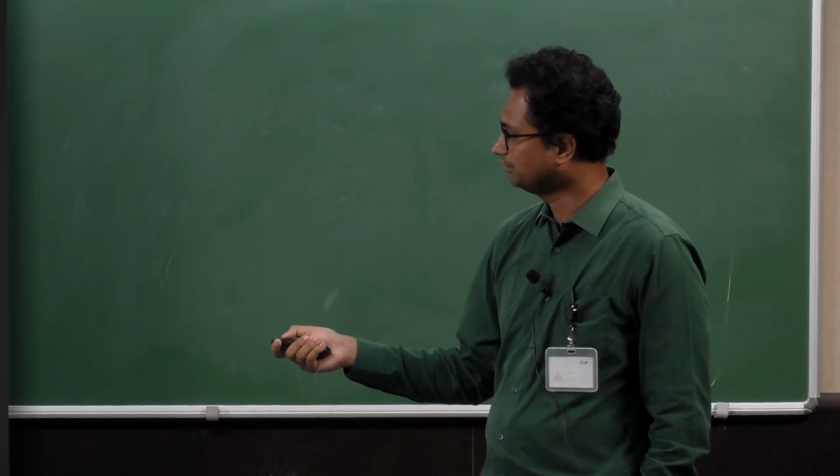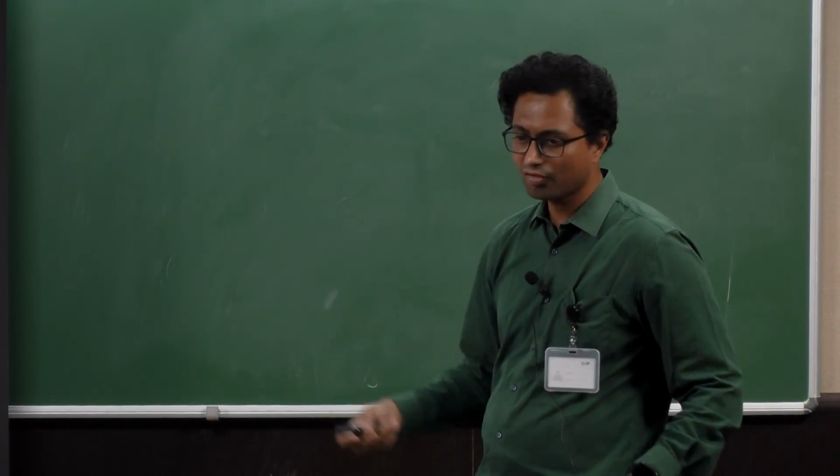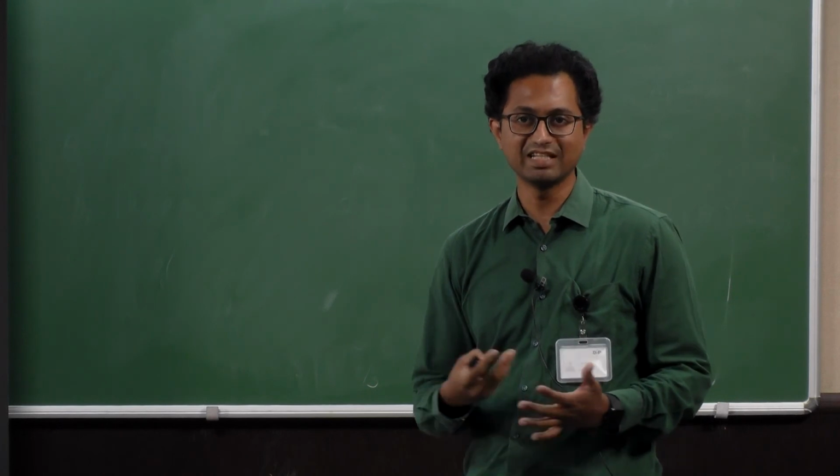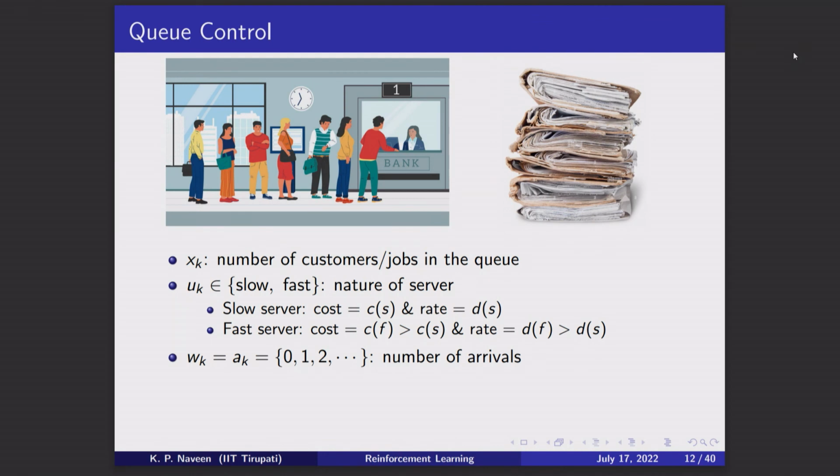Now, what is the randomness here? It is the number of arrivals that will come, maybe in each hour or in each day. If it is in the context of a bank, how many customers will arrive by the end of the day? That is random, not in your control.